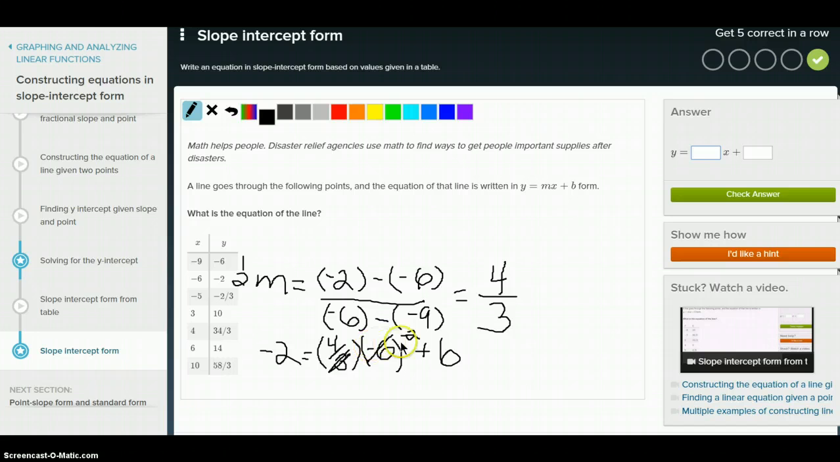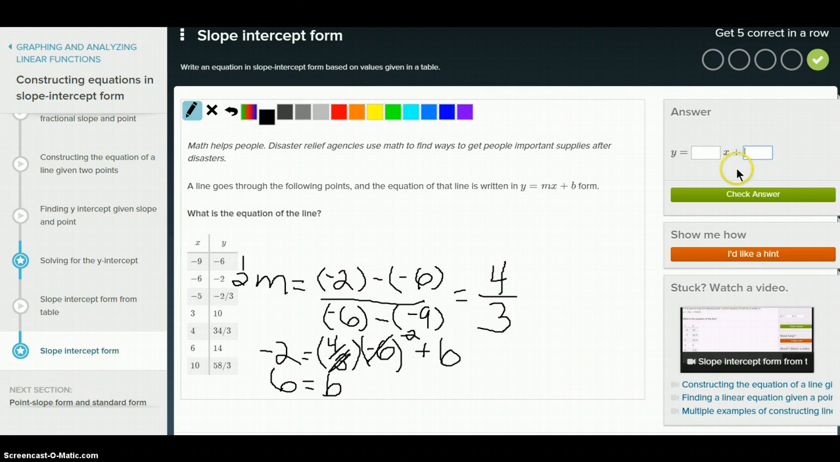Alright, and then 4 times negative 2 is negative 8, and then we're going to add 8 to both sides to get rid of the negative 8 over here. So negative 8, we're going to add 8. So negative 2 plus 8 is going to be 6. And that's going to be our y-intercept.